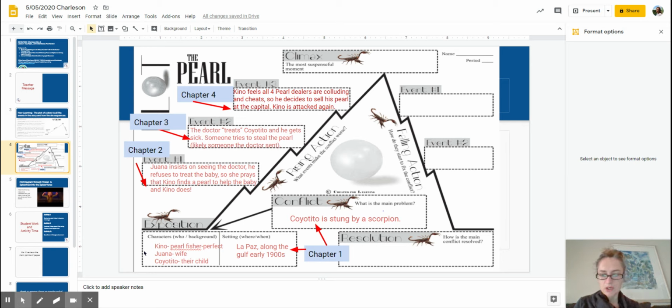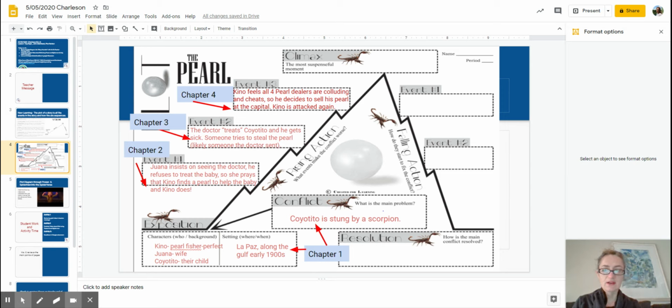And then we see this start to unfold through the rising action. Juana wants to go see the doctor. The doctor won't treat them. So then she prays that Kino will find a pearl so that the pearl will be able to help Coyotito. And then they do find the pearl. And then the doctor comes and treats Coyotito, but he actually gets sicker. So we know that the doctor wants the pearl. He looked for the place where the pearl was hiding. Somebody goes that night to steal the pearl.